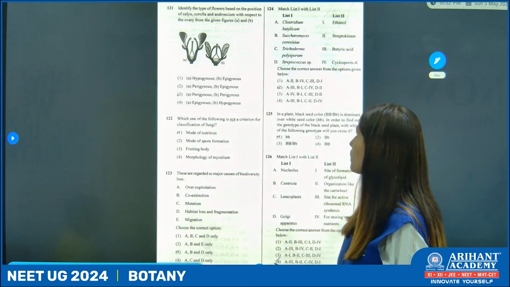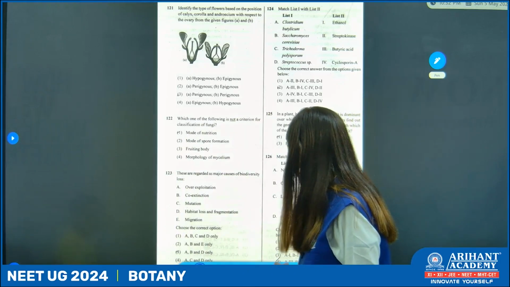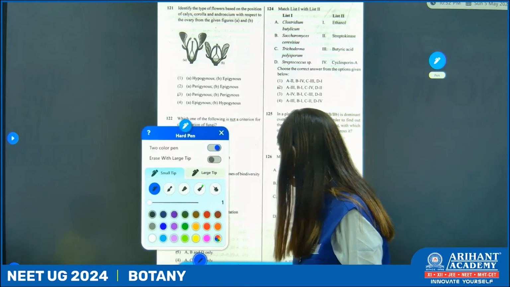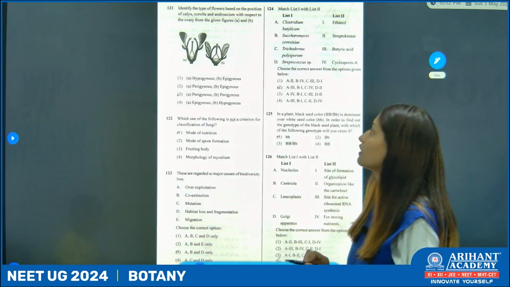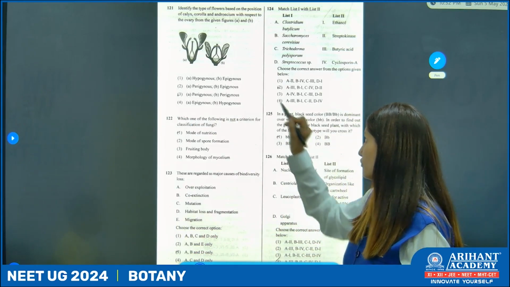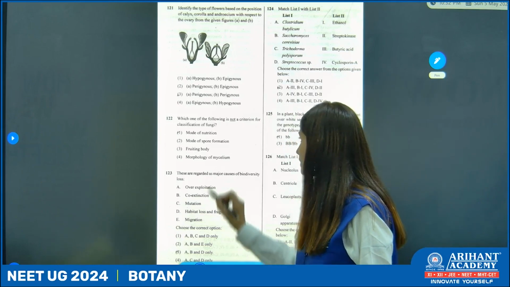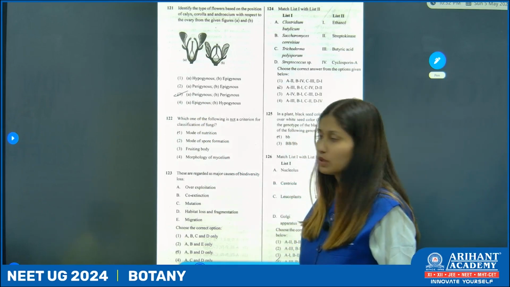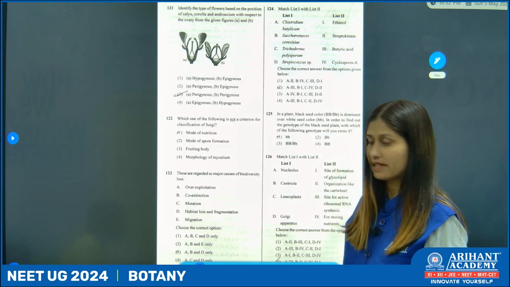Okay, next question is 121. Given diagram, you have to identify what type of flowers are given here. That is what type of ovary is mentioned here. So with the diagram, we can say that the given diagram is of perigynous type of ovaries.